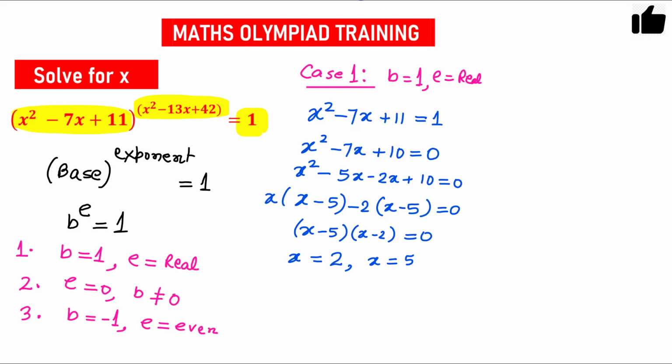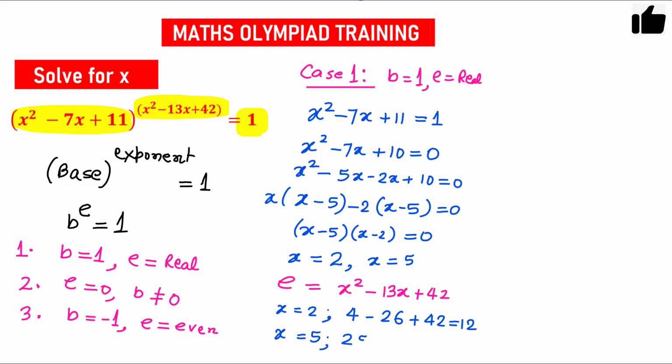Now you have to check for these two solutions that the exponent is real. What is the exponent? The exponent is x square minus 13x plus 42. Of course this will be real. Just to verify, if x is equal to 2, we have 4 minus 26 plus 42, that is equal to 20, which is of course a real number. Now x is equal to 5, we will have 25 minus 65 plus 42, and this is 67 minus 65, which is equal to 2. So in both cases the exponents are real. So I can say x equals 2 and x equals 5 are solutions for this case.